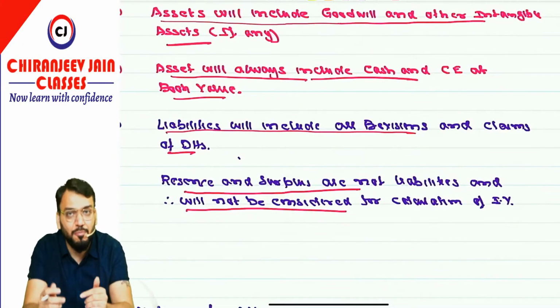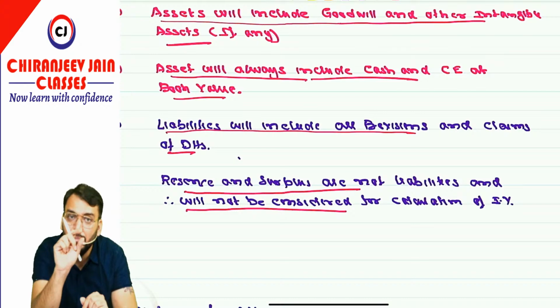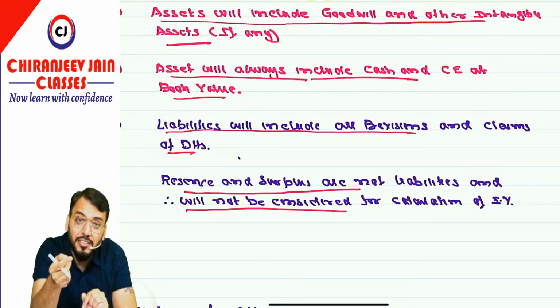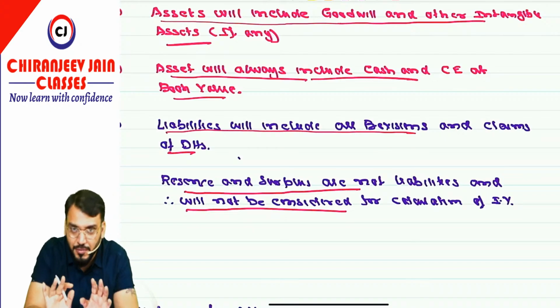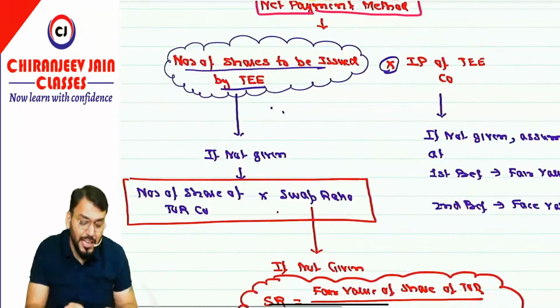So what is the use of intrinsic value? Whenever the swap ratio is not given, then the swap ratio can be calculated by using intrinsic value. That is nothing but intrinsic value of transferor company divided by intrinsic value of transferee company. If the question specifies it, then we'll calculate intrinsic value if it is not given in the question. I hope you understood. Net payment method you understood.